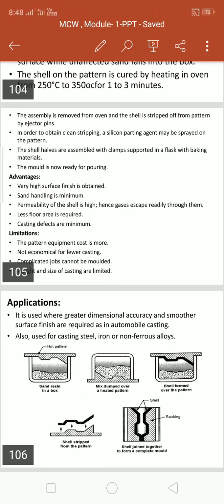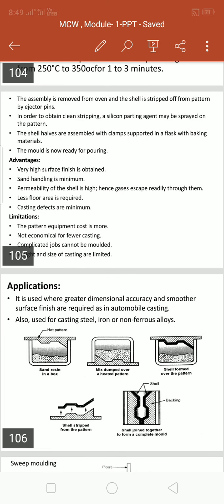So, advantages. Very high quality casting is obtained with good surface finish and close dimensional tolerances. The process requires less sand, and handling the shell is easier. It gives a high rate of production with limited floor area. Molds and cores can be stored for future use because they are non-hygroscopic. They do not absorb gases or moisture constituents from the atmospheric air.